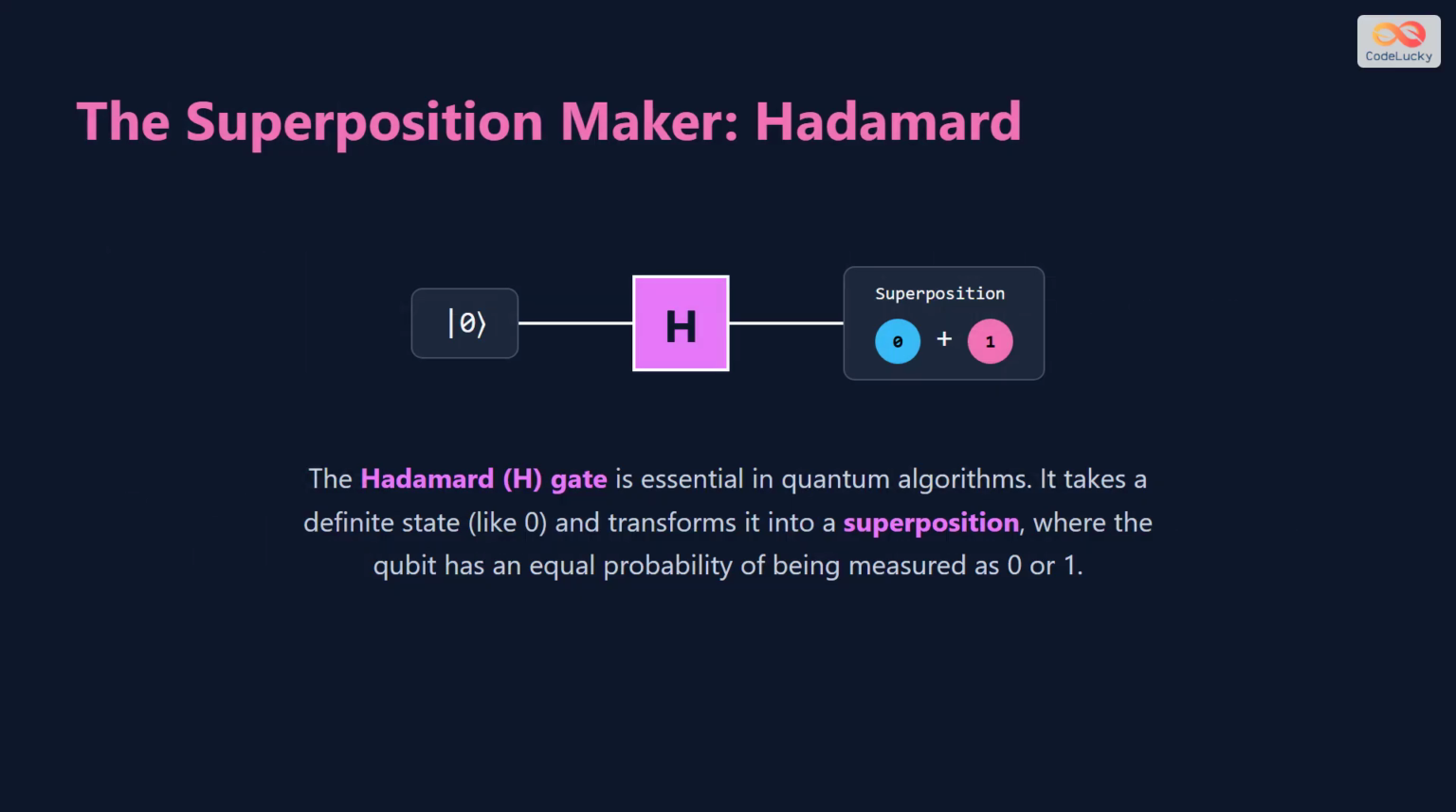The Hadamard gate is arguably the most important single-qubit gate. It takes a qubit that is definitely a 0 or definitely a 1 and puts it into a state of superposition. This means that if you were to measure it, it would have a 50-50 chance of being either value. This ability to explore multiple possibilities at once is part of what makes quantum computers so powerful.